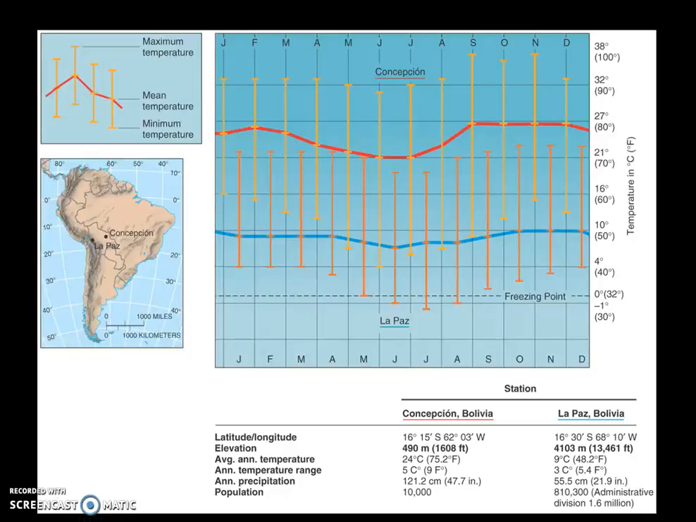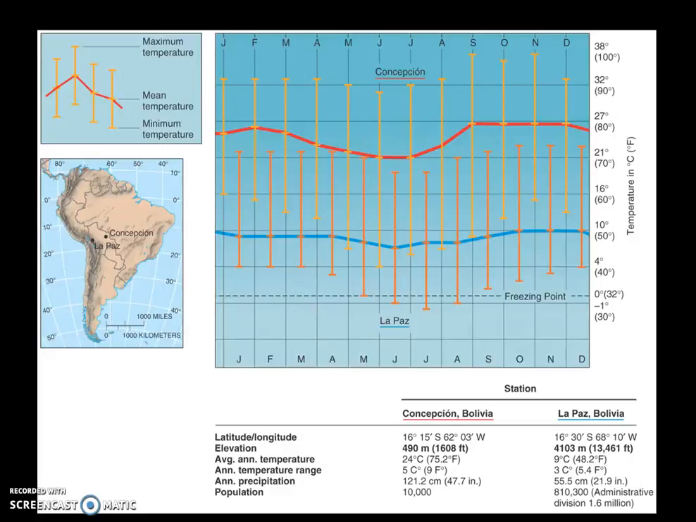We also see the annual temperature range, where we have 5 degrees Celsius versus 3 degrees Celsius, and our annual precipitation is half as much. So Concepcion is 121 centimeters, but La Paz, Bolivia is 55 centimeters. Almost half as much precipitation is falling in La Paz, Bolivia.